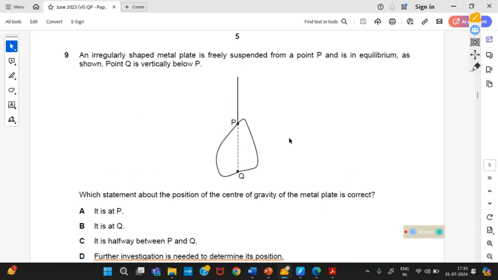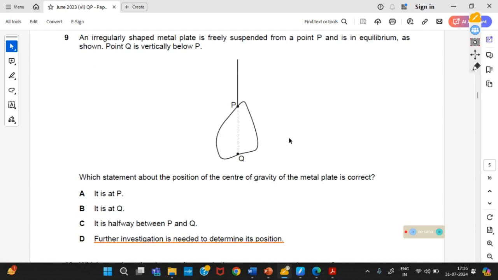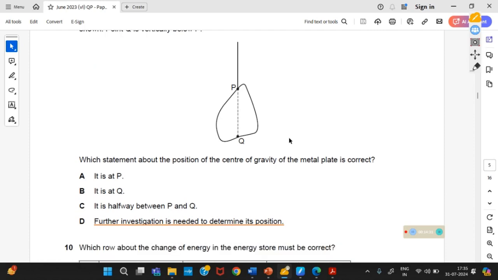An irregularly shaped metal plate is freely suspended from a point P and is in equilibrium as shown. Point Q is vertically below P. Which statement about the position of the center of gravity of the metal plate is correct?